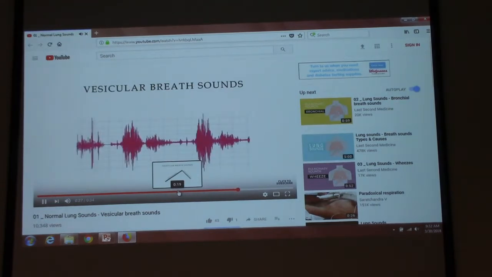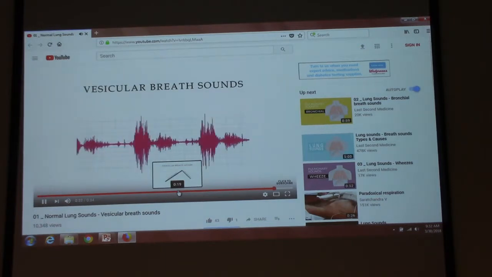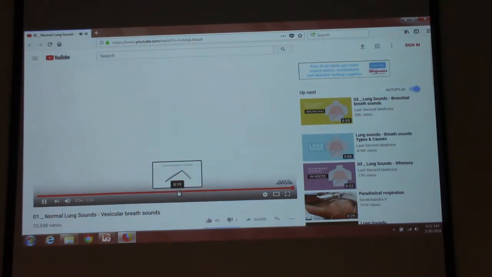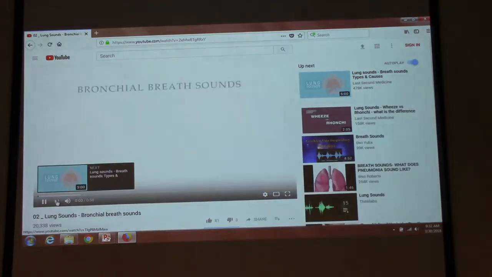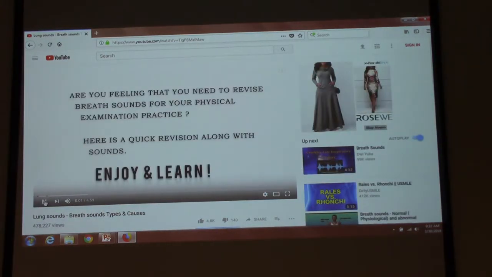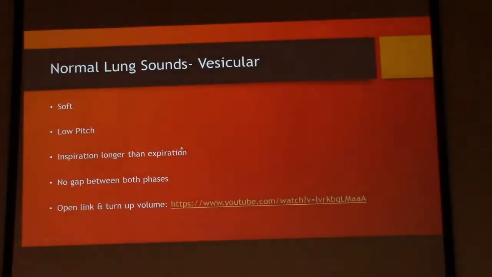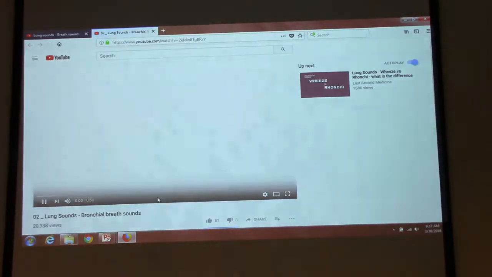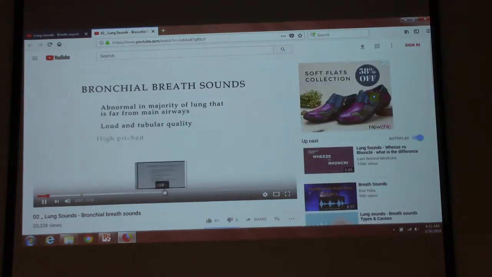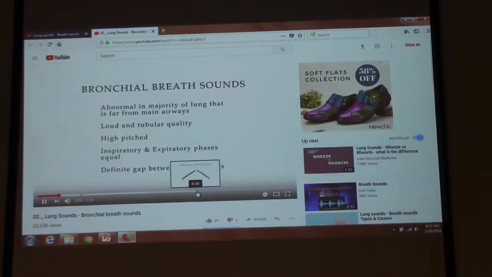Nice, clear breath sound. Some of the abnormal breath sounds, if you're listening to bronchial, higher-pitched sounds, your inspiratory and expiratory phase is about the same. Still sounds pretty clear.